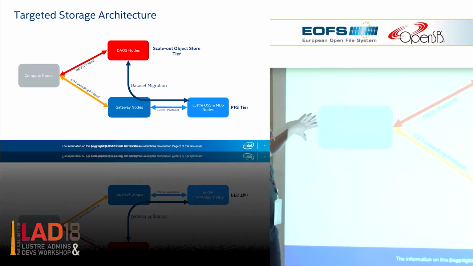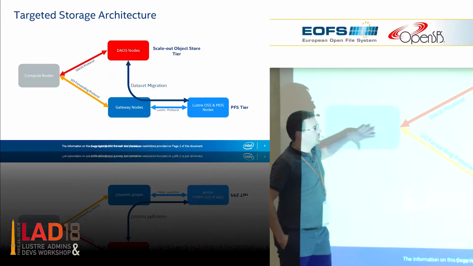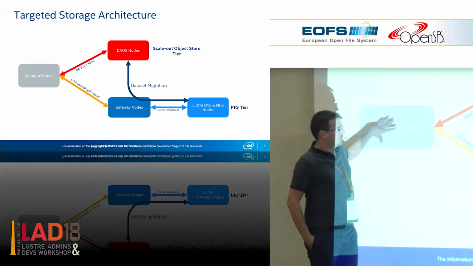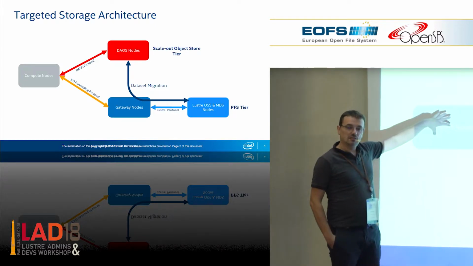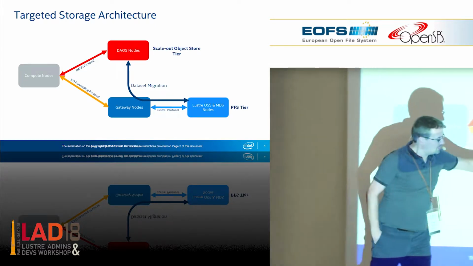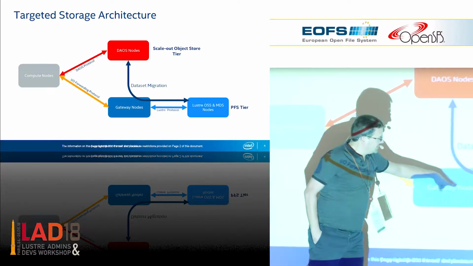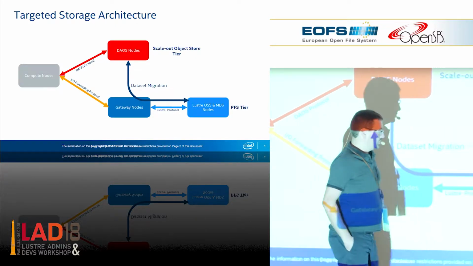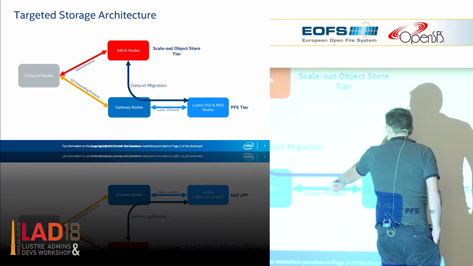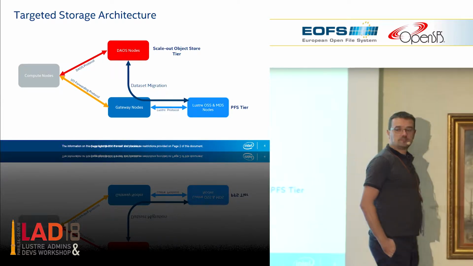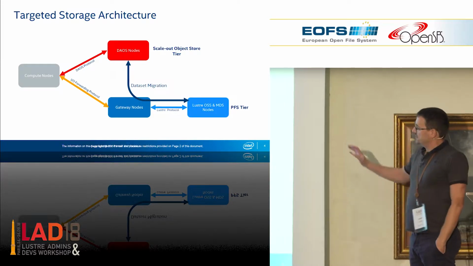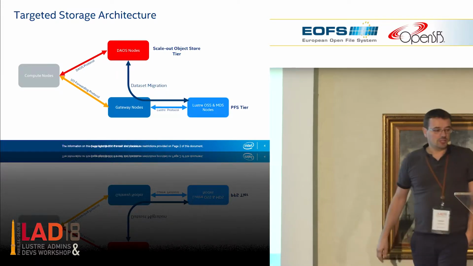So all the DAOS traffic goes directly from the compute node to the DAOS node. But when you want to access the parallel file system, it's intercepted in user space, shipped to the gateway node, and then there you have the Lustre client and you do the system call. And then you have the Lustre protocol over the wire to fetch files, directories, and so on. So this is really the overall architecture we are considering.